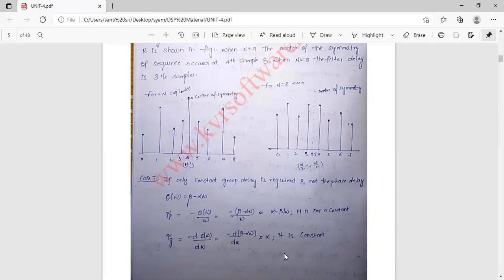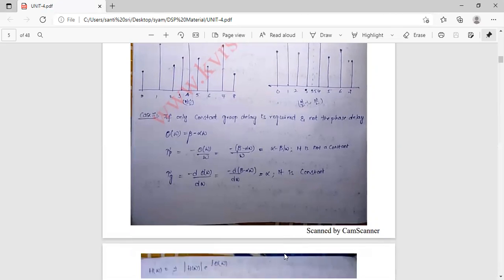Next, the group delay tau g equals minus d by d omega of theta of omega. Theta of omega is beta minus alpha omega. So it is equal to minus d by d omega of beta, which is 0, plus d alpha omega by d omega. So it becomes alpha, which is a constant.